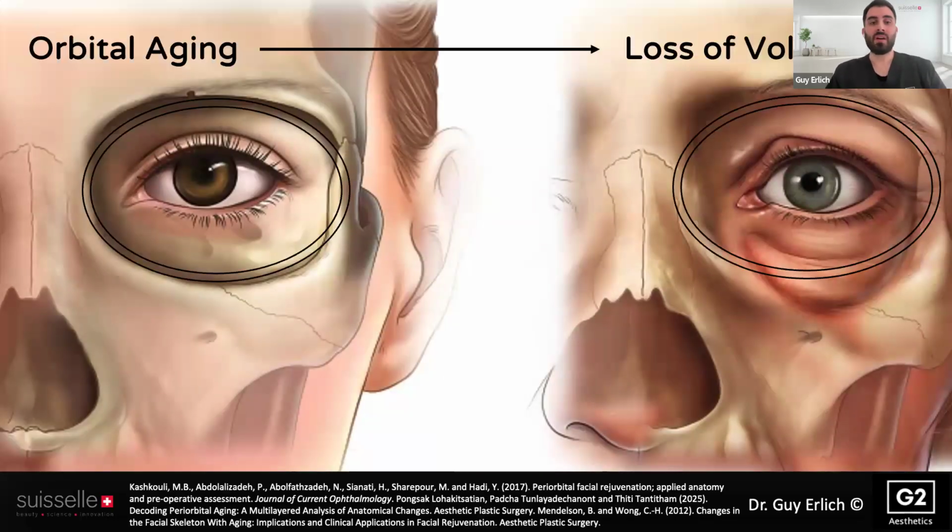So we actually treat the aging of the orbital area or the periorbital area, and the pathogenesis of aging in the periorbital area is quite constant and already known. The first and the most important factor that results in the periorbital aging is, of course, the volume loss. We are losing volume of bone in the orbital area, and we are also losing deep fat bed. And this is why we have this widening, opening of the orbital area.